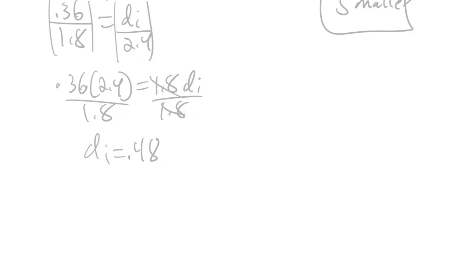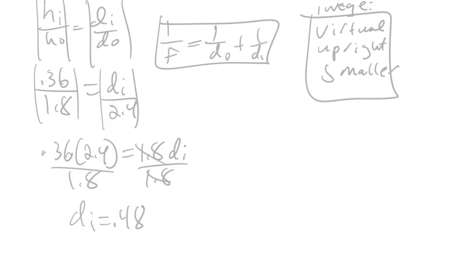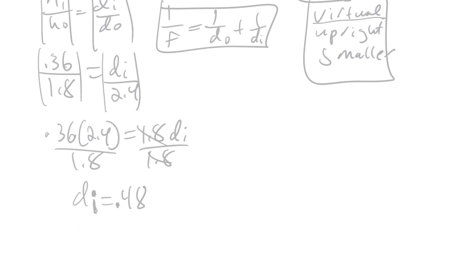Now this is where it's important to realize that when you use this equation, you have to be aware of the signs, plus or minus. So, first of all, this is a diverging mirror. So all images will be virtual. So if the images are virtual, then F has to be negative, but also DI has to be negative. The image forms behind the mirror. So you have to realize that you have to put a minus on here.